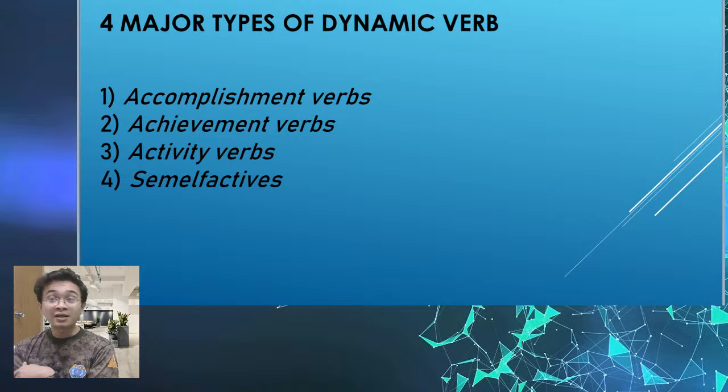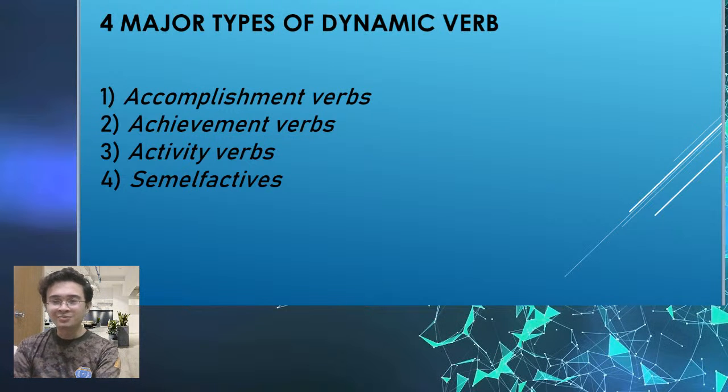Commonly for our dynamic verbs or action verbs, there are four major types. And these are accomplishment verbs, achievement verbs, activity verbs, and semelfactives. When I researched this one, actually I only found three types of dynamic verbs. But as I researched more, I found the fourth type, and that is semelfactives. Semelfactives are a new kind of dynamic verb, and later I will discuss more about it.